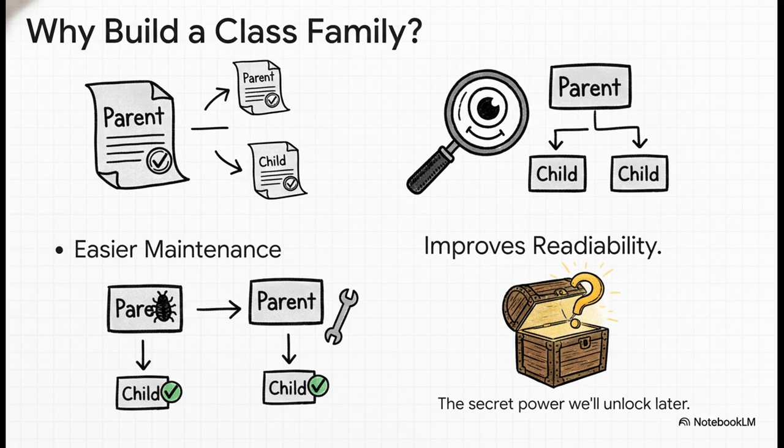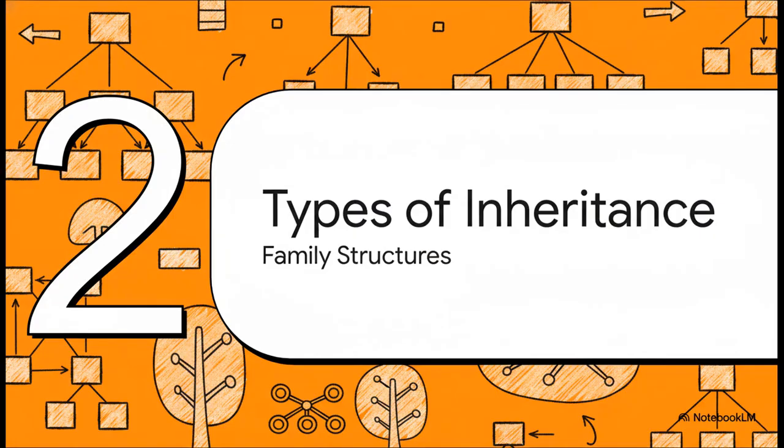And that last point, polymorphism? Ooh, that's the secret superpower this all leads up to. We'll get there. Now, it turns out that not all class families are structured the same way. Kind of like real families, right? Let's take a quick look at the different inheritance patterns that Java supports.